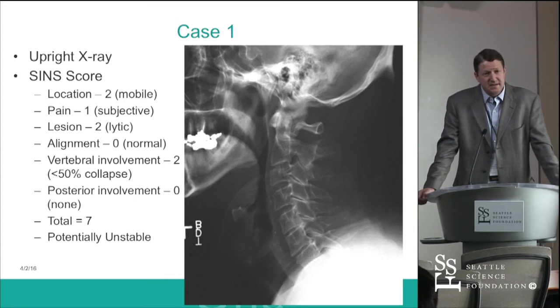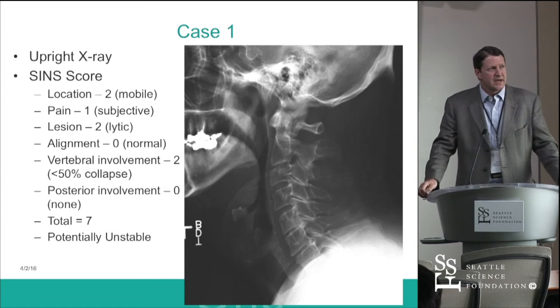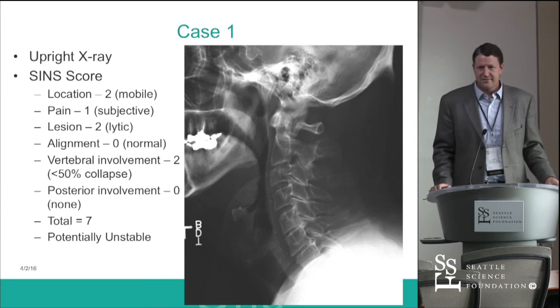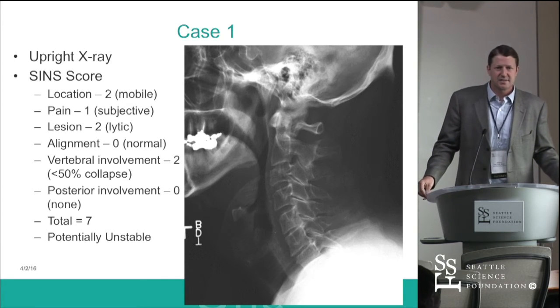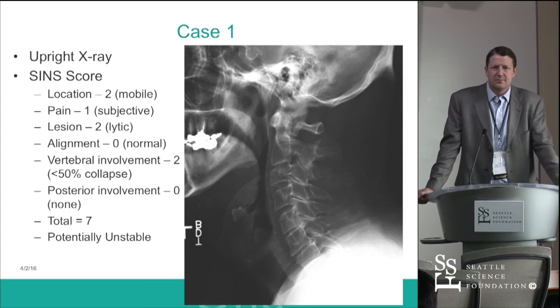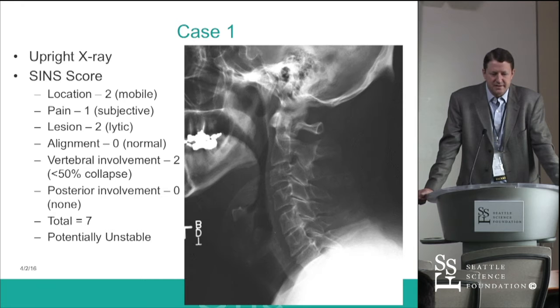Posterior involvement, he had none, so he gets a score of 0. So when we add those up, he has a total score of 7. So that would be in the potentially unstable group. Completely reasonable to get a spine surgeon involved to help make some decisions on this.